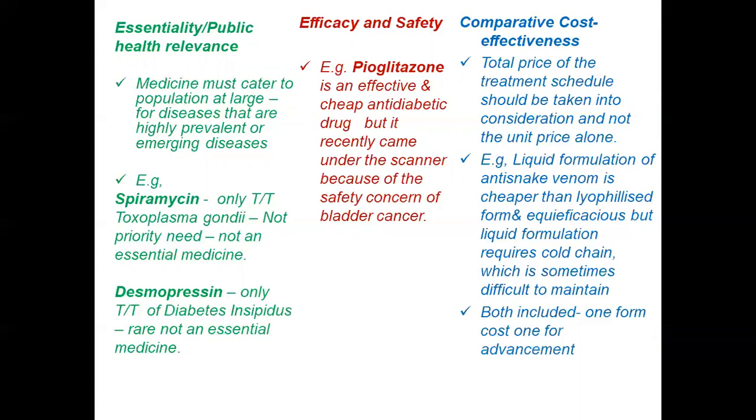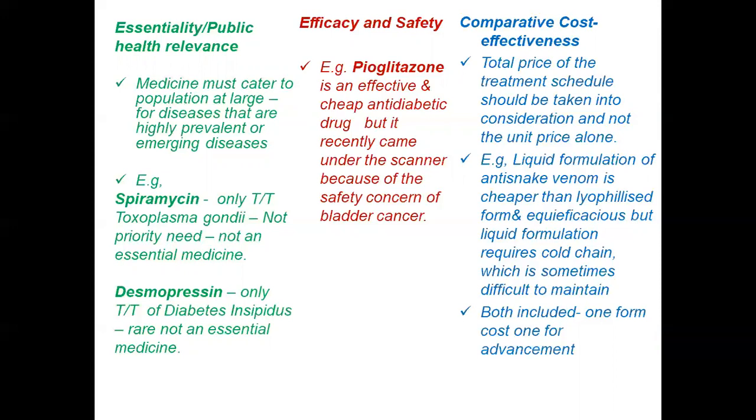It is an anti-diabetic drug and it is very highly effective. But recently, we got reports of its adverse drug reactions. Because of that, pioglitazone is no more considered an essential medicine because though it is efficacious, it is not very safe. So both efficacious as well as safe drugs can be considered as essential medicines.